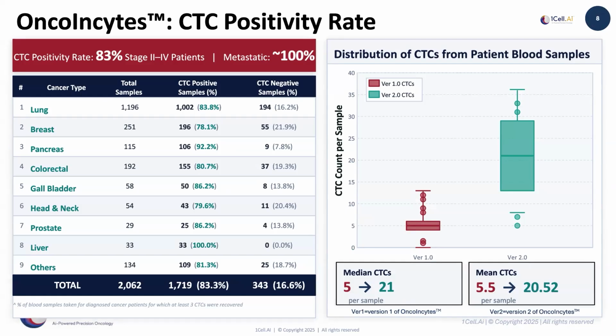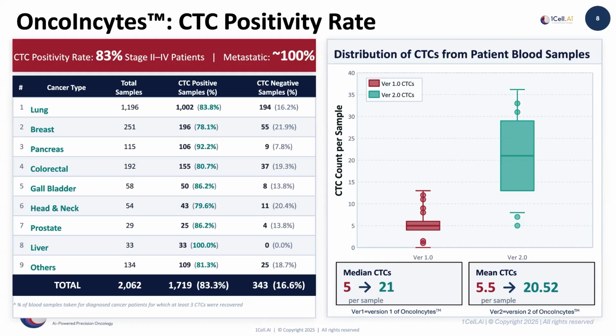Across more than 2,000 patient samples spanning lung, breast, pancreatic, colorectal, liver, head and neck, prostate, and gallbladder cancers, the overall CTC positivity rate, or our ability to detect CTCs, was 83% for stage 2 through stage 4 patients, but in metastatic patients it approached 100%. Let me put that in context.